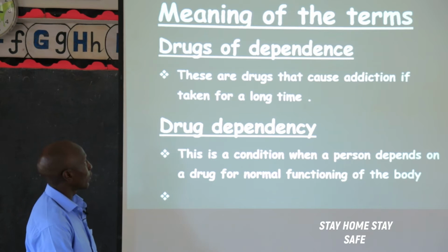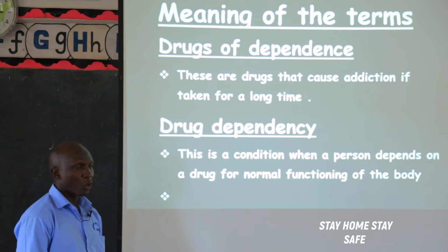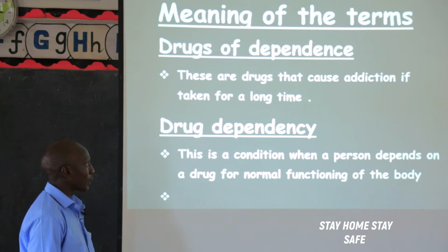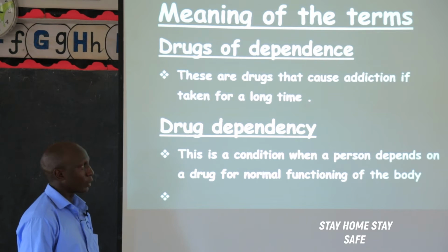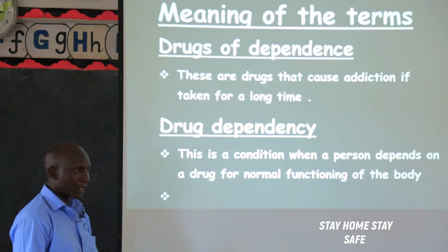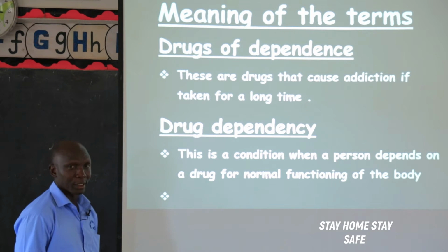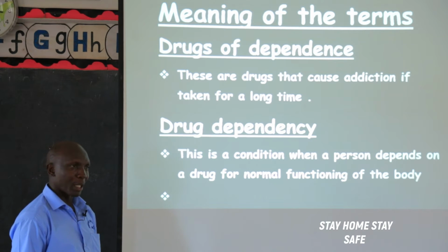So let's first find out the meaning of some of them. Drugs of dependency. What does this mean? These are drugs that can cause addiction if taken for a long time. Sometimes we get used to a certain drug. If you take that drug for a long time, then it's going to become a drug of dependency. You are depending on that drug for normal function of your body.